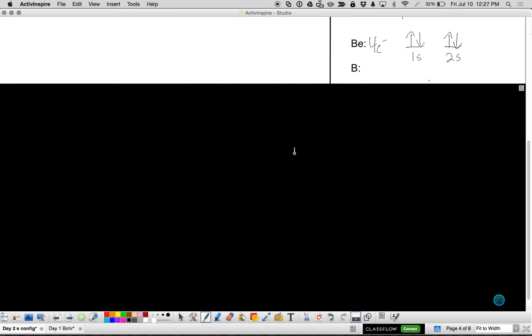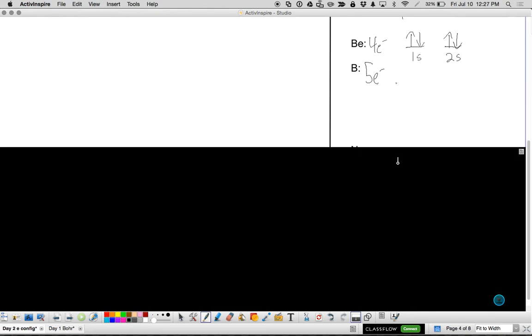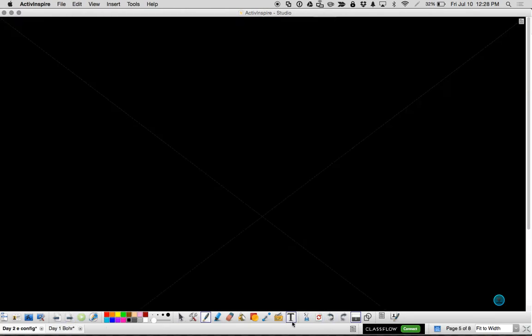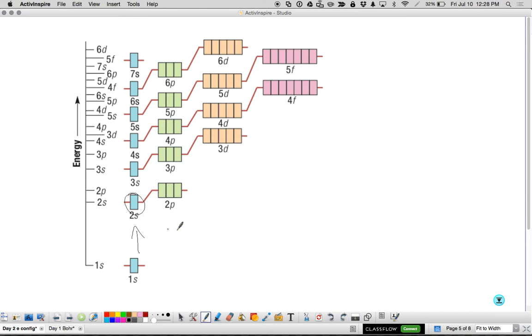Now boron has 5 electrons. Okay, so you can see that I'm going to need to kind of build. So here's my 1s, and I'm going to put 2 electrons in. Here's my 2s, I'm going to put 2 electrons in. So that gives me 4. Now I need to put something in the next highest energy level, okay? Which is going to be the 2p. Okay, I can do that.